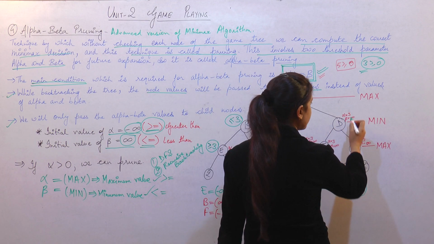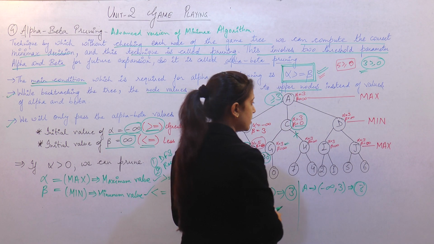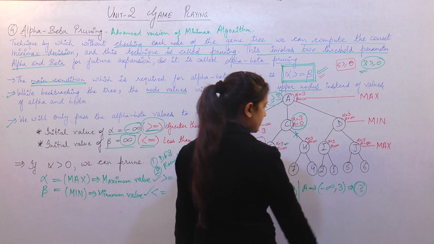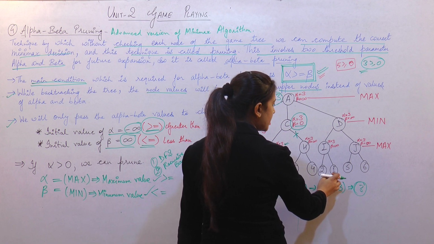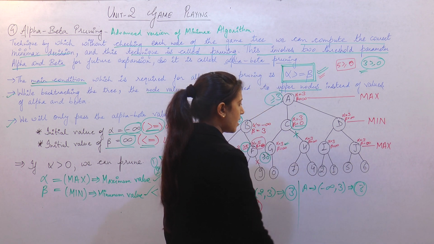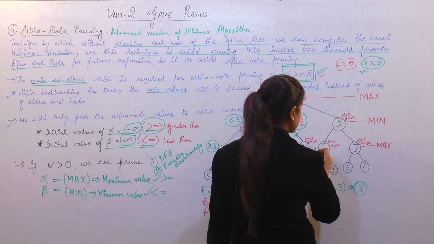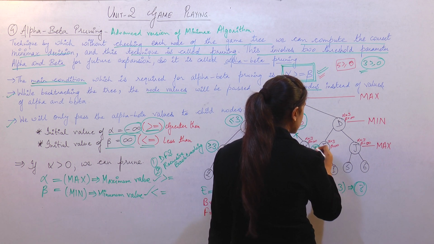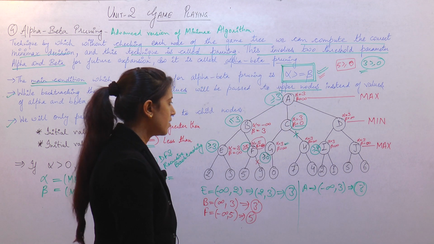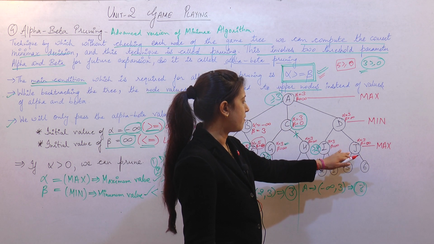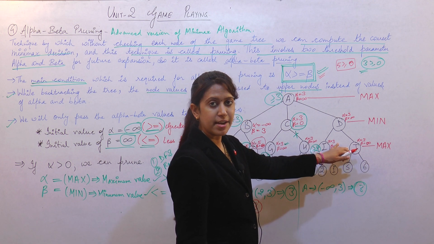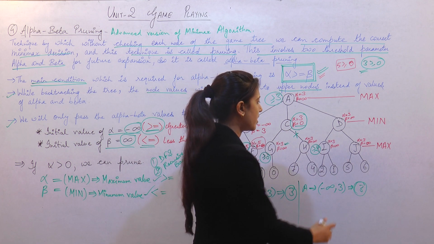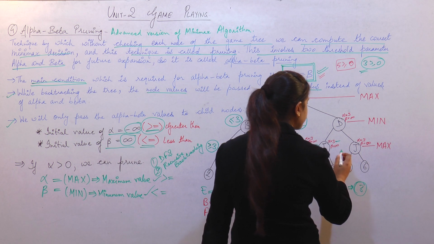D has the alpha value 3 and beta infinity. From D we will go to I. I has the values 2 and 1. Both are compared, and 2 is the greatest value, so the value of node I will be greater than or equal to 2. Now we will calculate the value for alpha. Since alpha already has the value 3, which is better than 2 and 1, we will not change the value of alpha.